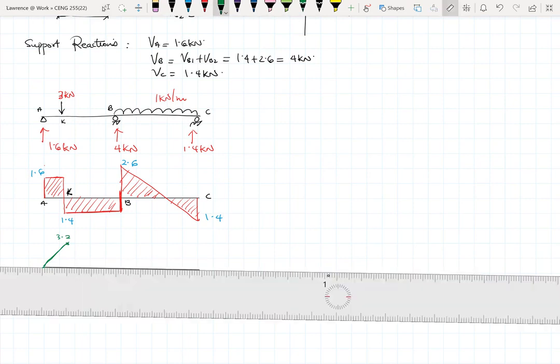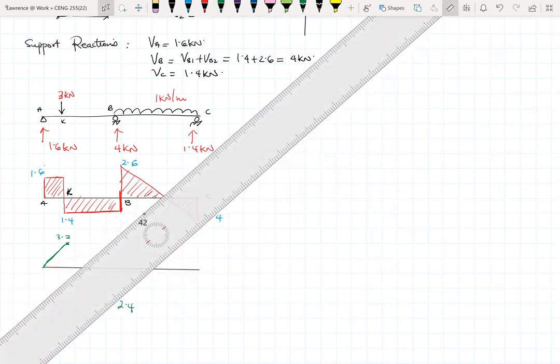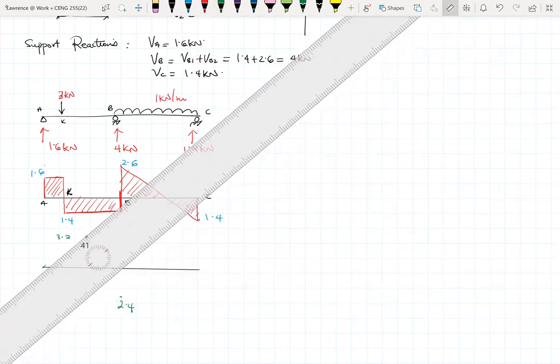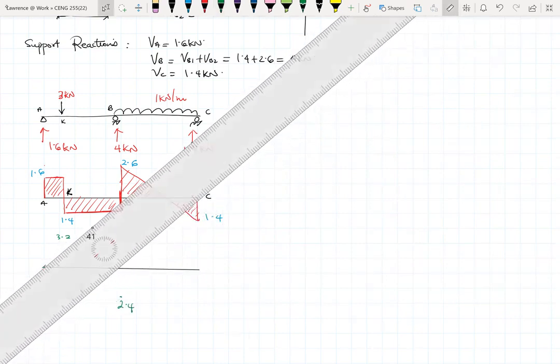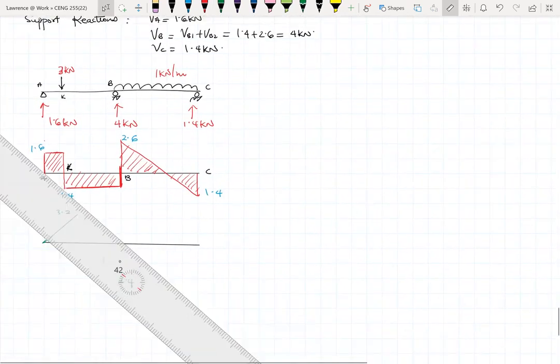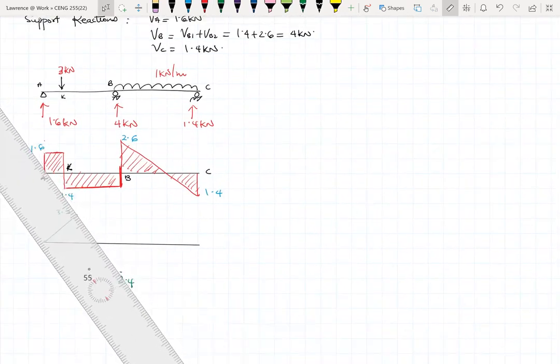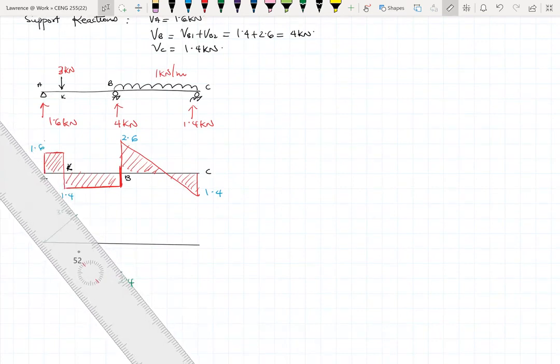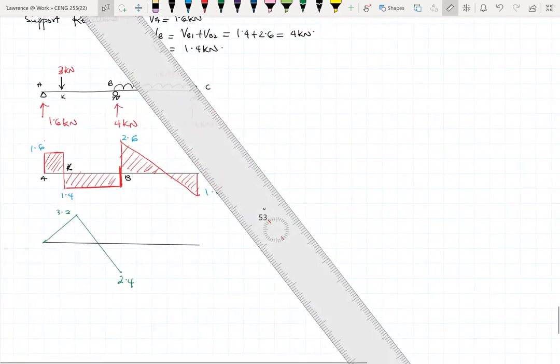Let me use the ruler to draw these lines just so that they look nicer. Okay, this is fine. I'll draw another one. I think this one looks good. It's better this way.